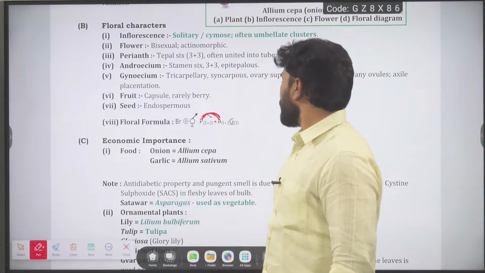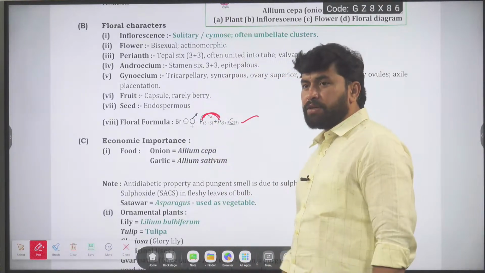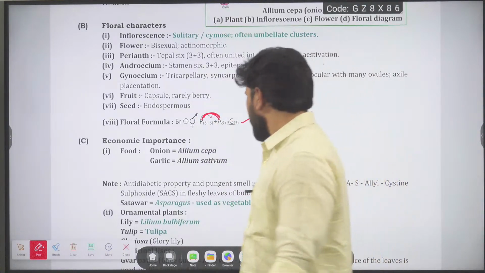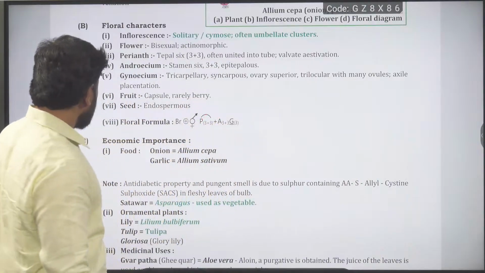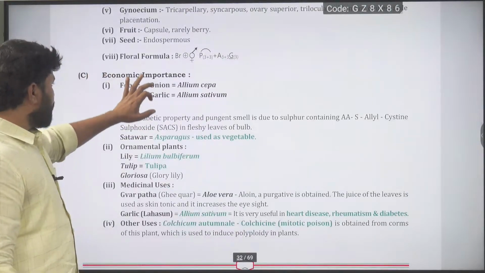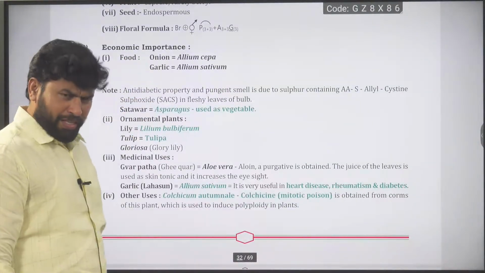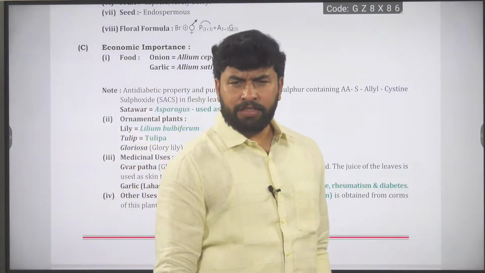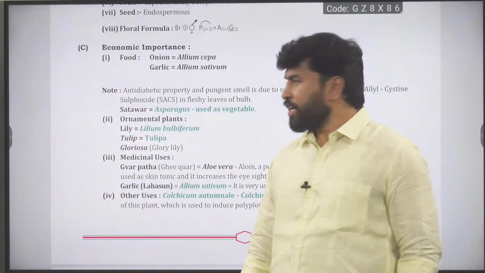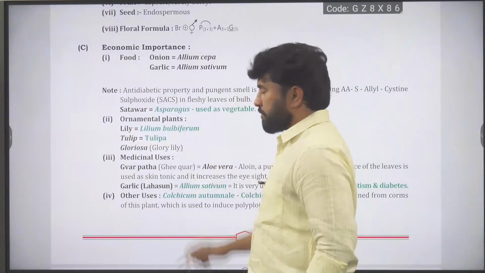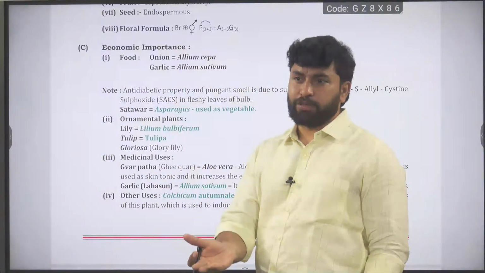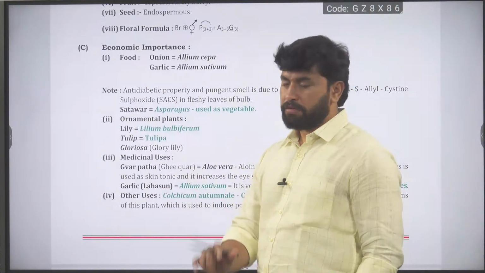This is the one. Tricarpellary syncarpous gynoecium, superior ovary. And economic importance. Food: onion, garlic. Do we use them as food? Are they food? Generally, garlic would be used as a spice, onion used as a vegetable. That's their meaning of food.